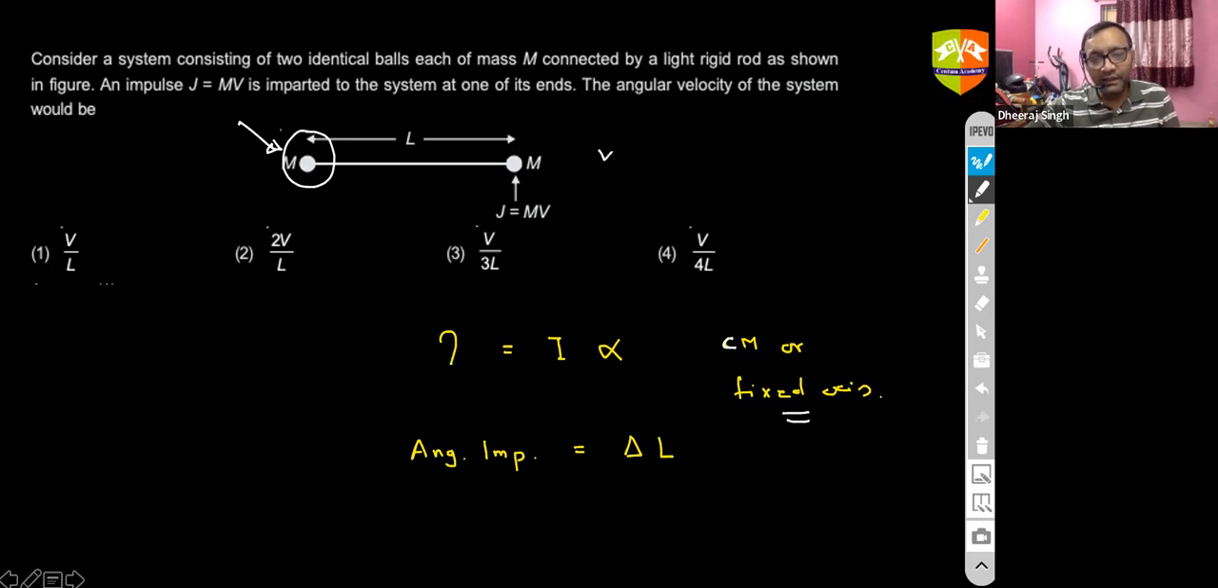But if this doesn't turn out to be the instantaneous axis of rotation, then whatever you did will give you the wrong answer. Fine. So always use the angular impulse equation either about the fixed axis or about the center of mass axis. If it is not clear where the fixed axis is, use it about the center of mass axis. Don't create rules in your head. Clear, Siddharth?